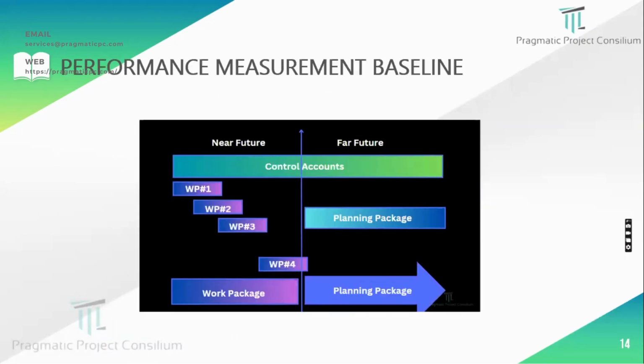The control account can be divided into two: one is the work package and the other is the planning package. If you see the control account, the work packages are what we are planning in the near future, and the planning packages are for the future. So planning is thinking ahead, how we are going to do a particular piece of work or job. It is all for the long term, far away, and for the shorter period, the near future, we have to see how we are going to execute the work.